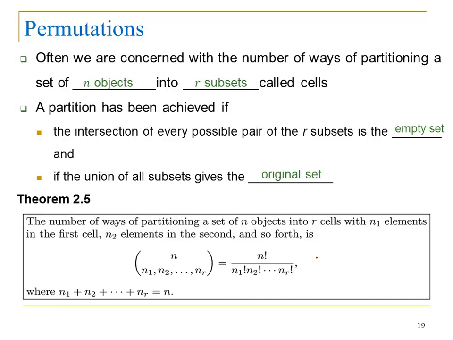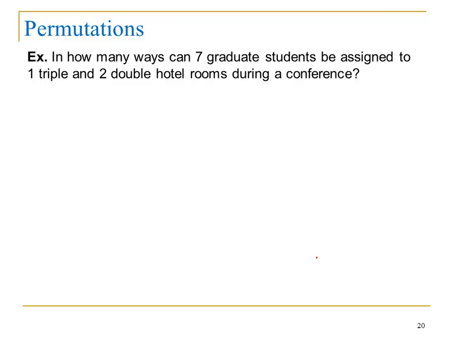So using this concept, we can look at a different example. So now we have 7 graduate students, and we have 2 hotel rooms, and we want to know how many ways we can assign these 7 graduate students into these triple and double hotel rooms during a conference.